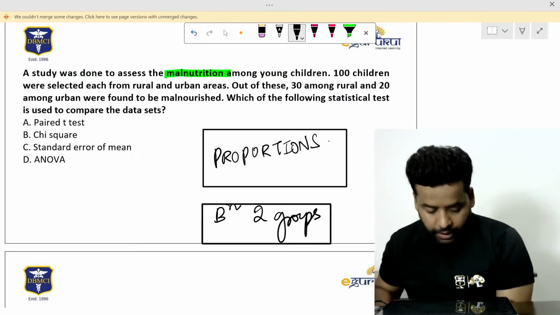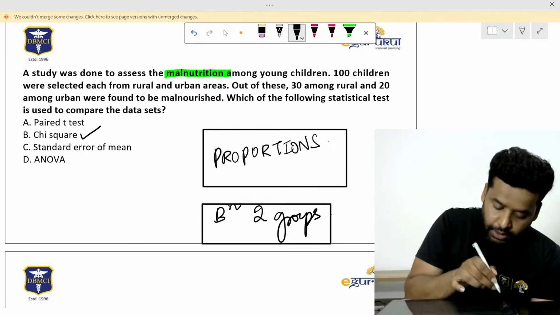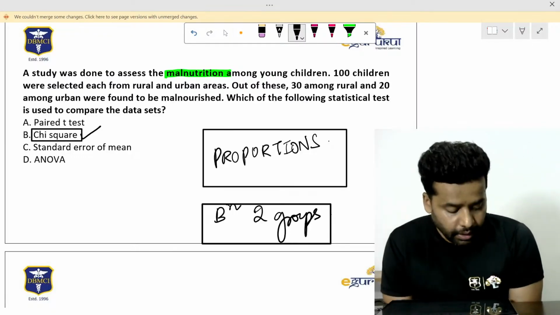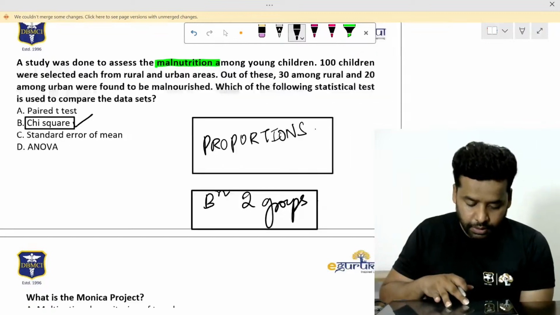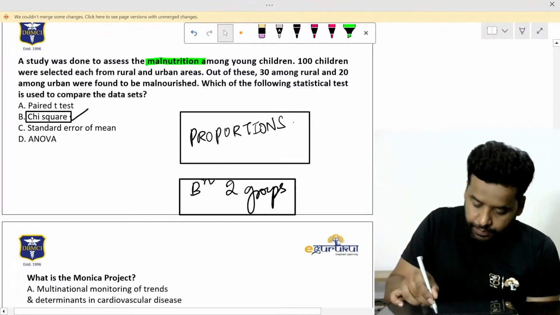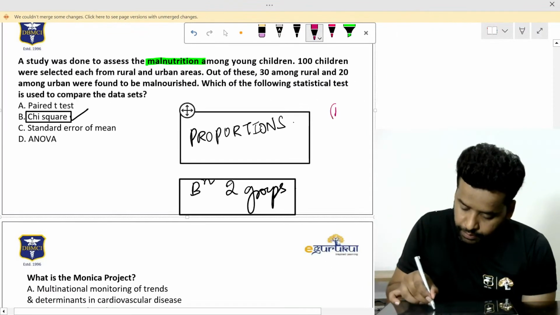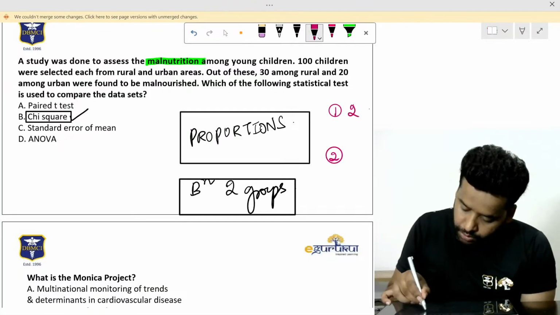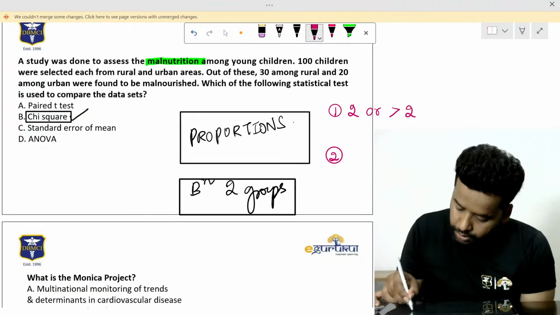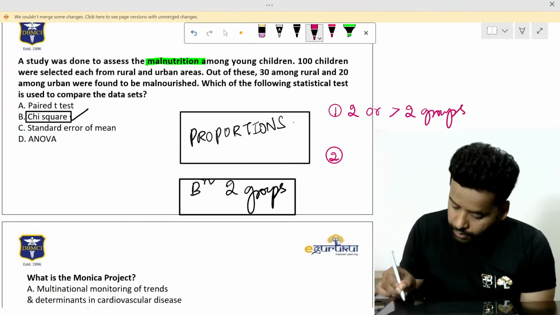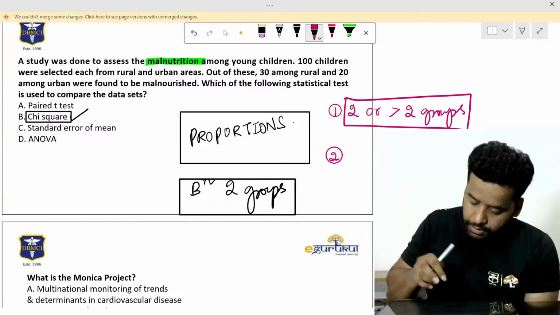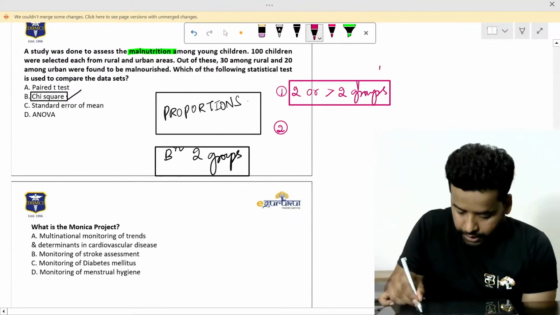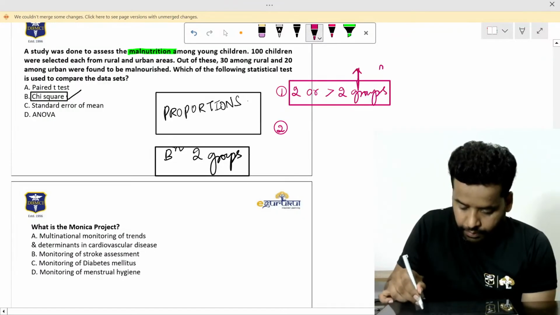The answer should be chi-square test. Yes, good. When you are comparing the outcome as proportions, in two or more than two groups, then you can use the chi-square test. Proportions, you should remember two tests. One is for two or more than two groups: you will be using the chi-square test.